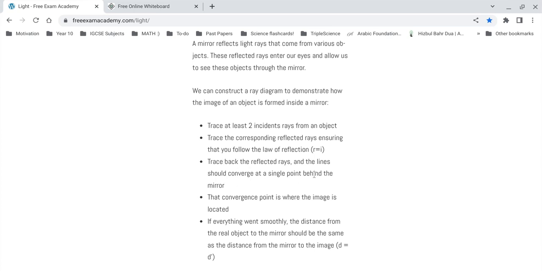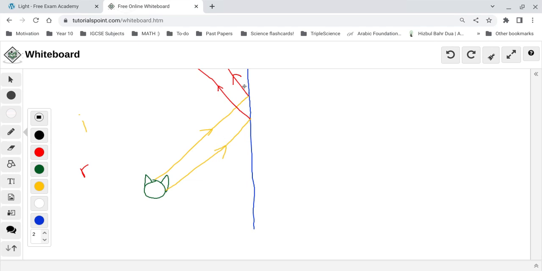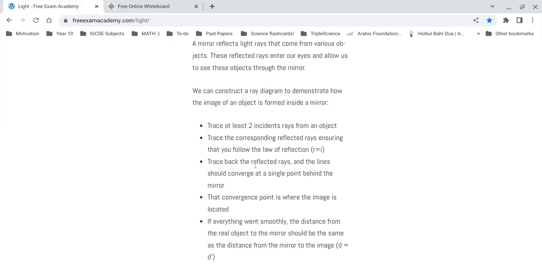And then it says trace back the reflected rays, and the lines should converge at a single point behind the mirror. So the red lines are the reflected rays, and you're going to want to trace them back. So I'm going to do it like this. See how we're tracing them back? Let's trace this one back. Oh, would you look at that? They joined. And the lines should converge at a single point behind the mirror.